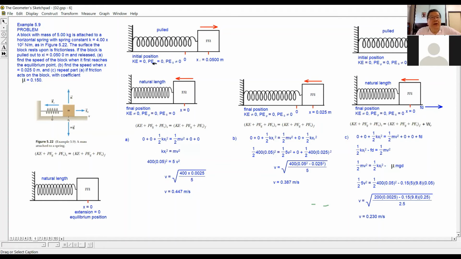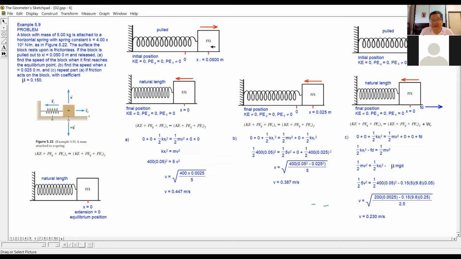So the gravitational potential energy is 0. One thing is not 0: the potential energy of the spring is not 0. Why is it not 0? Because it has been stretched from the 0 position to the 0.05 meter position. So the other two energies are 0, only the spring energy is not 0.